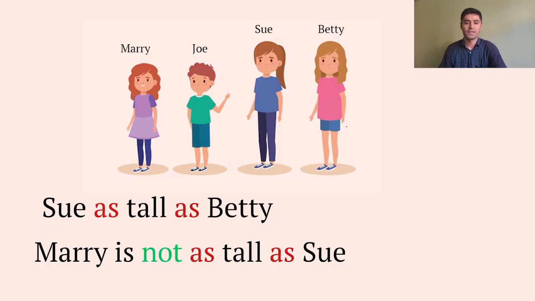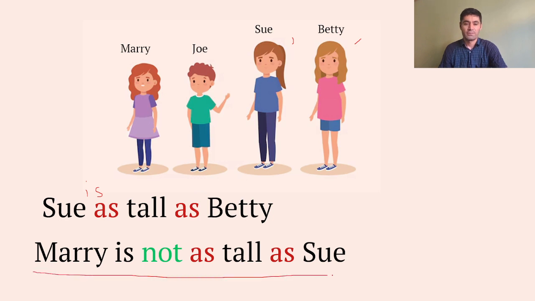Here we're going to look at some more examples for the as structure. So Cindy, can you read the example sentence, please? Sue is as tall as Betty. So we've got is here. Sue is as tall as Betty. If we look at these pictures, you can see this is Sue and this is Betty. And we can see their height is almost the same. So we're saying Sue is as tall as Betty.